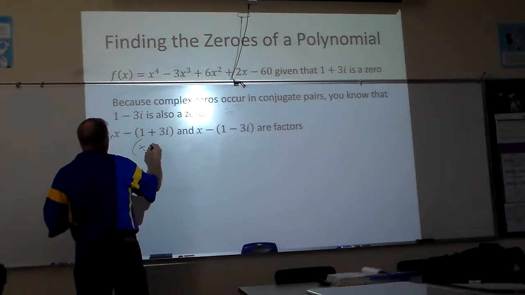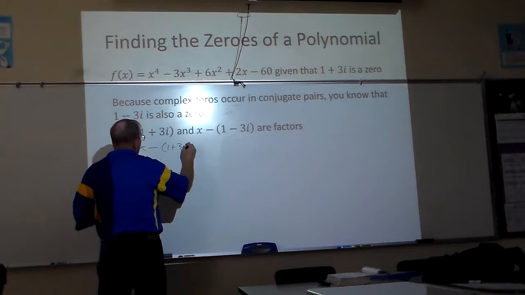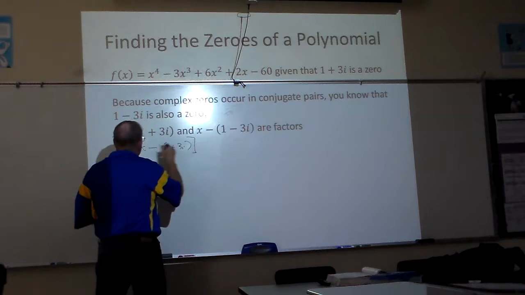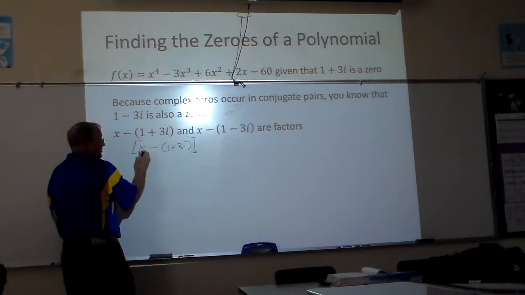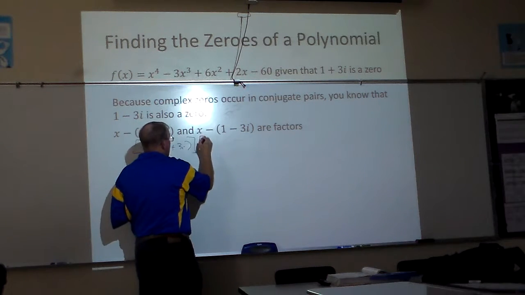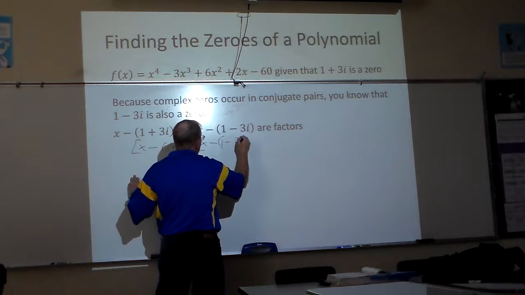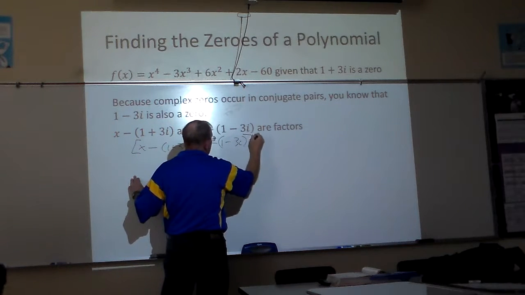I'm going to take this term here, plus 3i. Maybe I should make these square brackets to kind of make the brackets stand out a little better. You are filming, right? Yeah. Okay, good. So now we have x minus the 1 minus 3i.